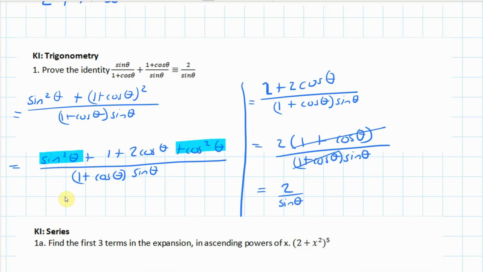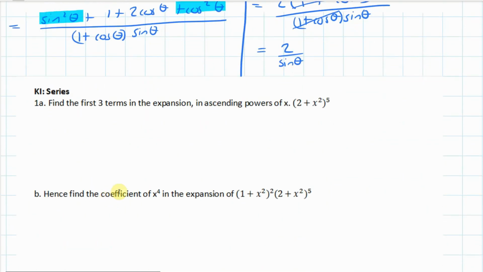Okay. Next one is a series question. I think this is the first time we've come across these in maintenance, but hopefully by the time you are doing this, we'll have done it in class. So we've got to find the first three terms in the expansion in ascending powers of x. So what we do with these, I won't go over it from the beginning because I will have done this in class by this point in time of the year. So what I'll do is I'll just show you.